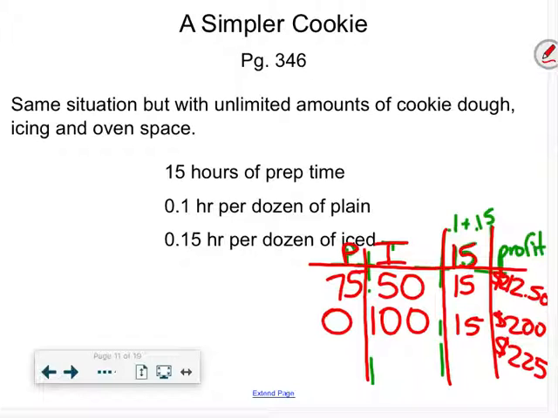How could we get 225? I did 150 plain and 0 iced. So let's make as many plain as possible. So 150 plain, 0 iced. Make sure you have these written down. And that also is using all 15 hours. Could it be bigger than 225? I think it's fine.